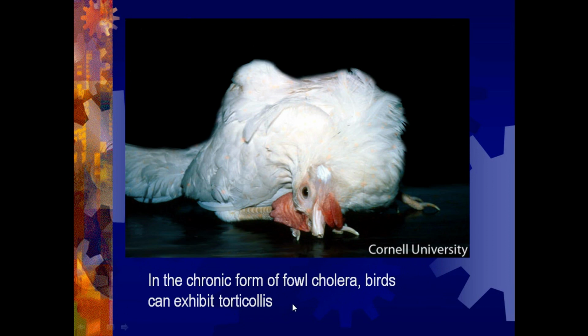Here, the chronic form of fowl cholera will exhibit torticollis like this. These kinds of symptoms are really similar to the cases of Newcastle disease because both of these diseases have torticollis as their clinical symptoms. However, in the case of Newcastle disease, the torticollis happens due to extensive damage in the cerebellum. In the case of pasteurellosis, the torticollis occurs due to inner otitis, inner ear inflammation.